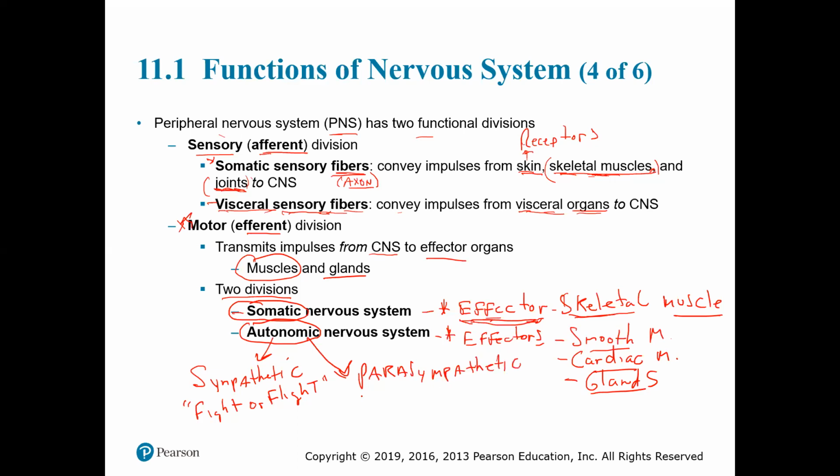And this is rest and digest. Slows everything down, slows heart rate down, decreases blood pressure, decreases respiratory rate. So you're digesting when you're in parasympathetic stimulation, and you're not digesting when you're in sympathetic. You're more worried about getting blood to your brain quickly and getting blood diverted to your muscles, skeletal muscles, to run away, right?